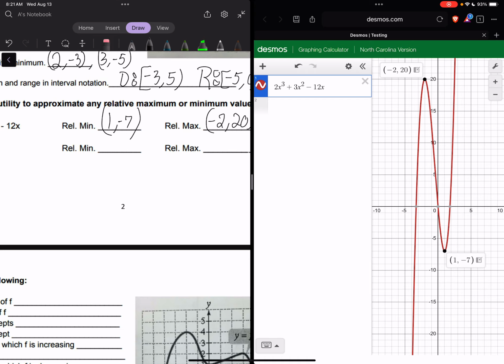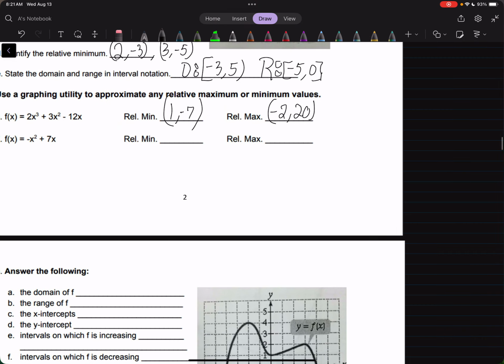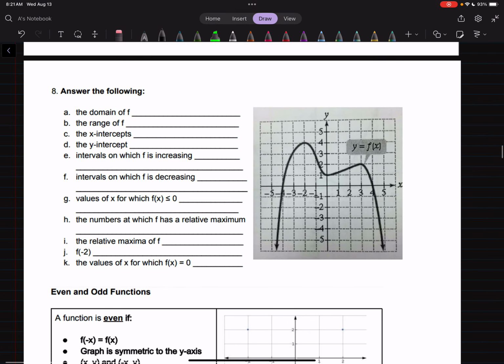All right, let's move on. I'm going to show you the answers to A through K here in a second. I do want to look at G, I guess down to K. So G through K is what we're going to be looking at real briefly.